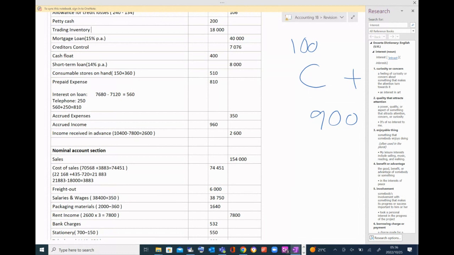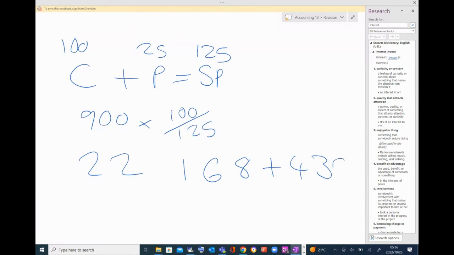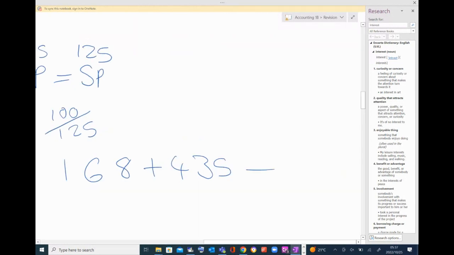I want to make sure we're on the same page. So let me do this. Okay, this is an illustration. We have this 22,168. Is it 68? Yes. Then we're saying, okay, plus the 435. Then we're saying, okay, we have deductions also, right? 720. So obviously the balance on our trial balance is not the correct one.